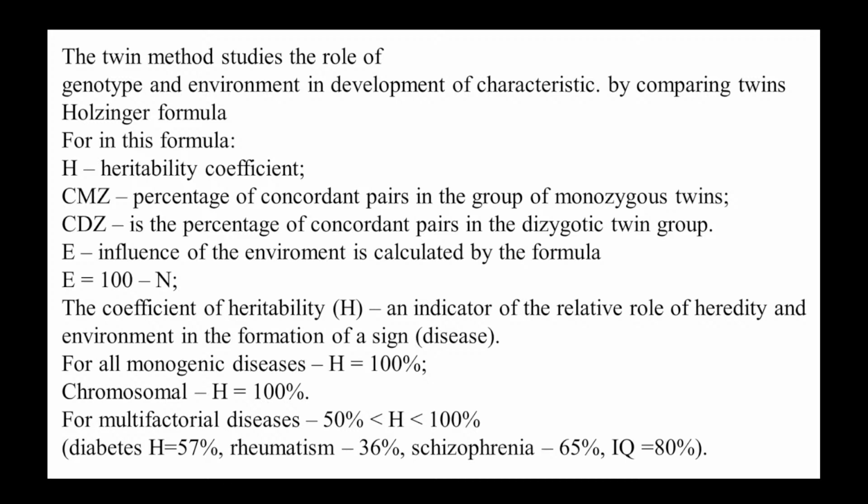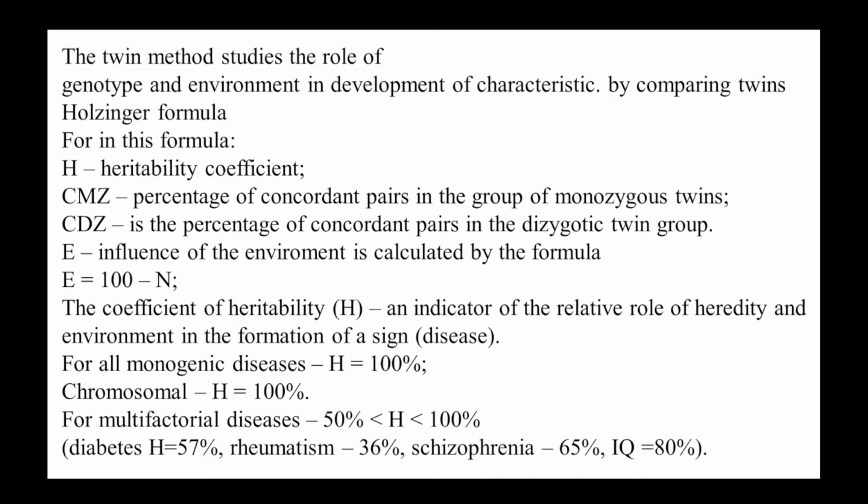For chromosomal diseases and for monogenic diseases, the H should be near 100%, and it shows that inheritance plays the main role in the development of these characteristics. For multifactorial diseases, this coefficient is between 50 and 100%.